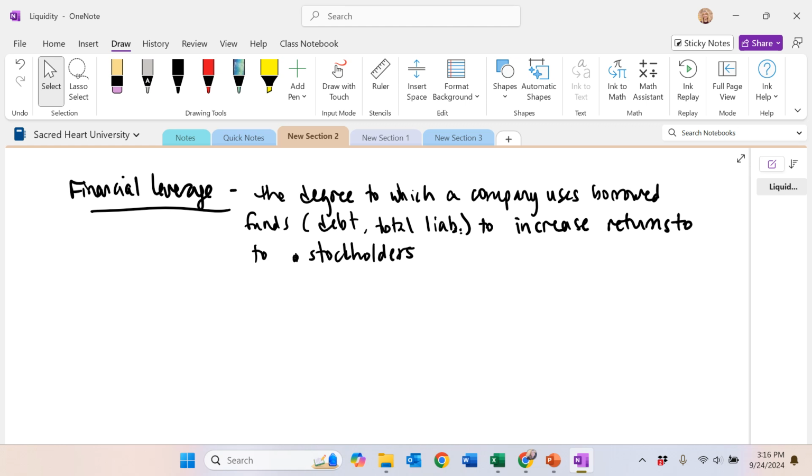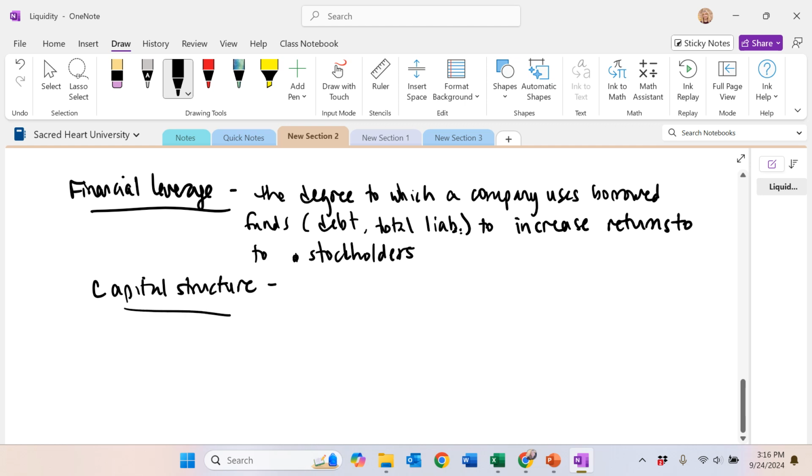One more definition before we go through that's related to financial leverage, and that is capital structure. While leverage refers to the use of liabilities, financial leverage refers to the use of liabilities to increase returns to stockholders. Capital structure is simply the company's mix of liabilities and equity.